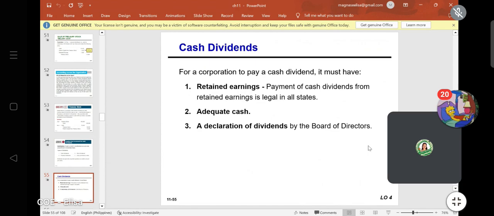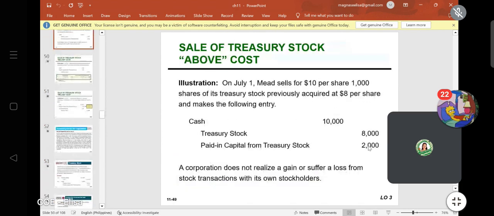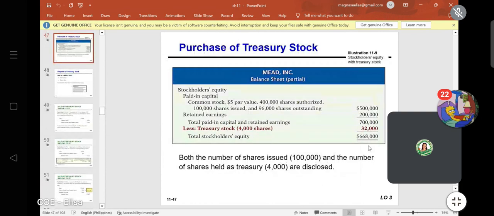The company should have adequate cash. But even if they have adequate cash, they may have a planned expansion of the company, so they have to conserve cash to finance the expansion. So what they can do is instead of declaring a cash dividend, they will declare a stock dividend. Just like here, it has 400,000 authorized, and it has only issued 100,000 shares. So there's a difference of 300,000 that is still available, up for the public. So it can take its stock dividend from that 300,000. So there is no need to issue cash, it can just issue stock dividends.